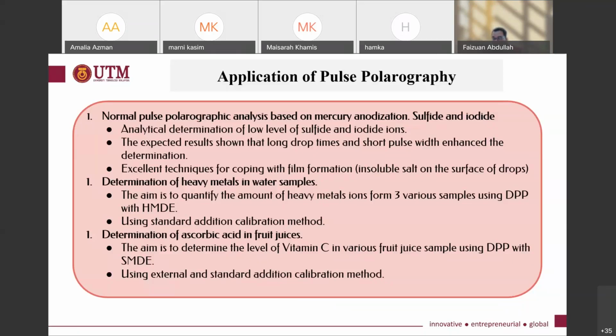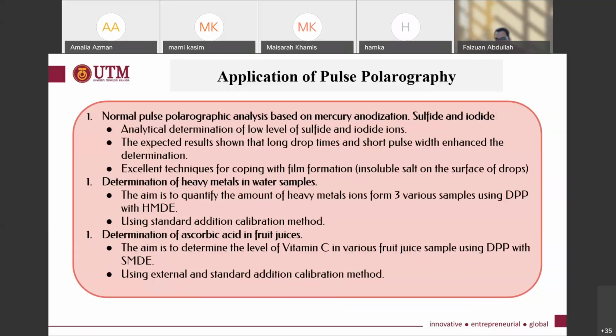Okay, the first application is for normal pulse polarography. The analysis is based on mercury ionization, sulfide and iodide. Analytical determination of trace levels of sulfide. The expected result is that long drop times and short pulses enhance the determination. It is an excellent technique for coping with sulfide, which usually forms from the surface of rock. Okay, the second application and the rest are for differential pulse polarography.